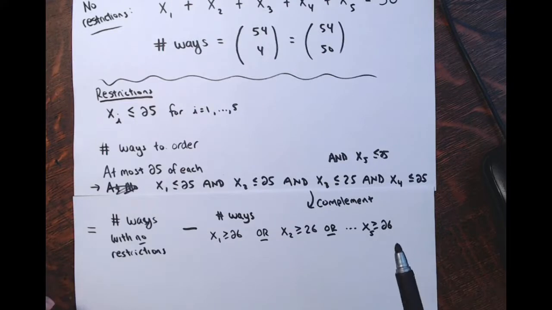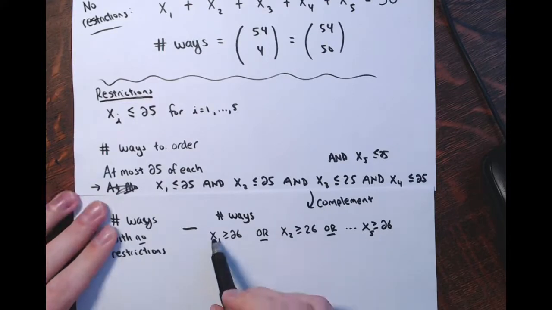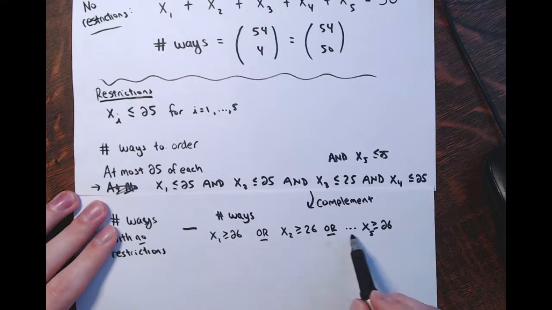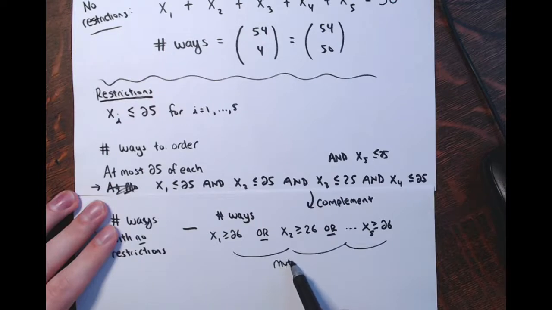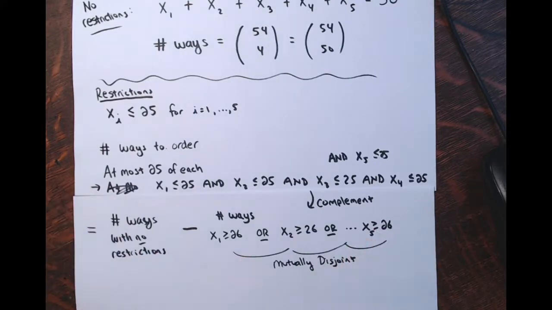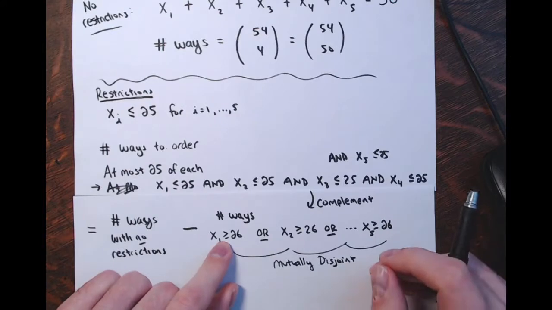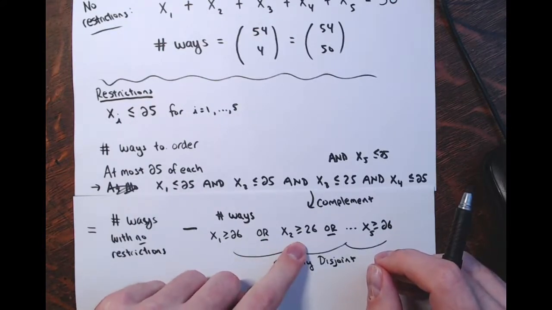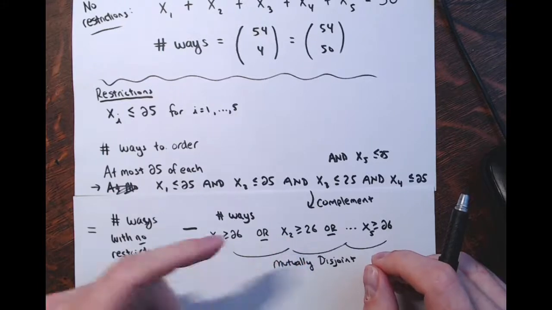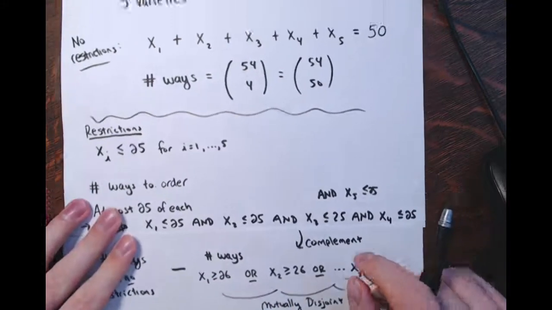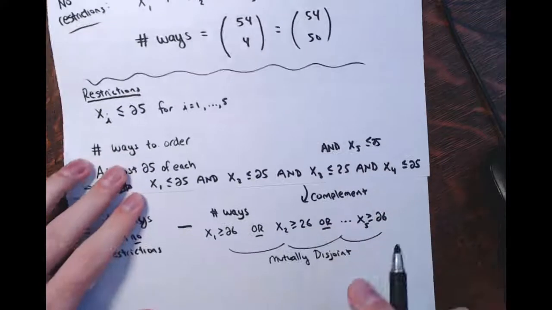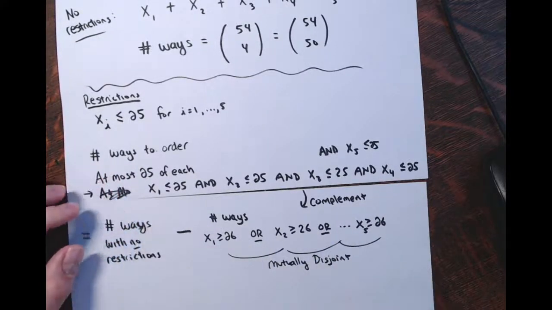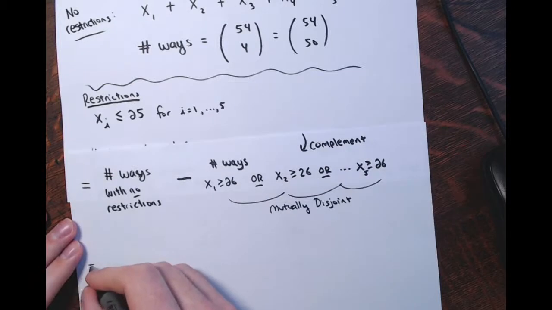Now, this is a little trickier. All these sets are mutually disjoint. Two of these cannot happen at the same time in this union, because if I ordered 26 or more of the first variety and 26 or more of the second variety, that'd be 52 crates or more. But I'm only ordering 50 crates. So these are mutually disjoint, and I can just apply the sum rule.